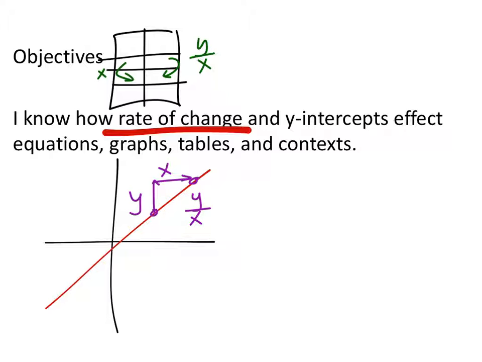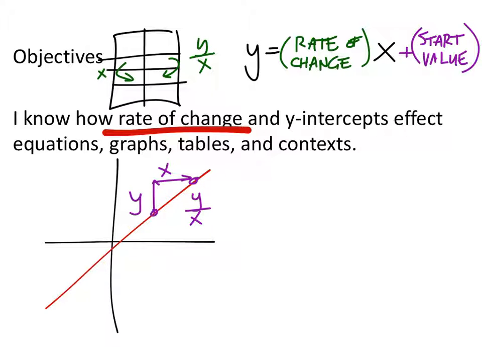And the reason why that's important is because when we write equations, they're generally in this form: y equals the rate of change multiplied by the x, and then from there we would add the starting value. Now the starting value on a graph would be where the line crosses the y-axis, and the y-axis is this up and down one. On a table, it's where the x value is 0. Whatever that y value is going to be the starting value.